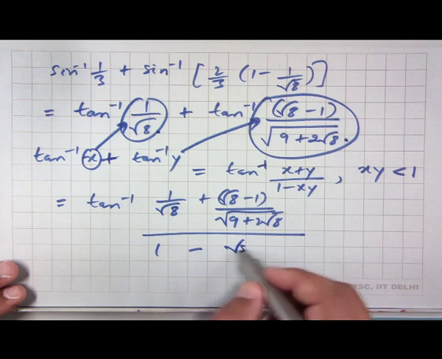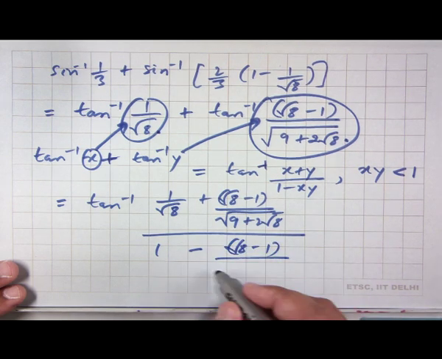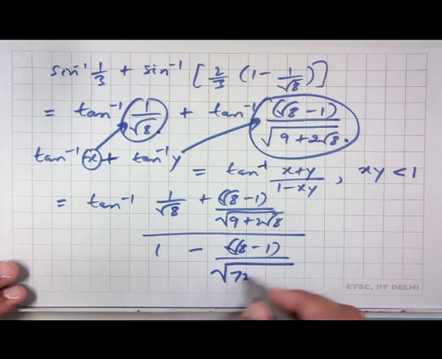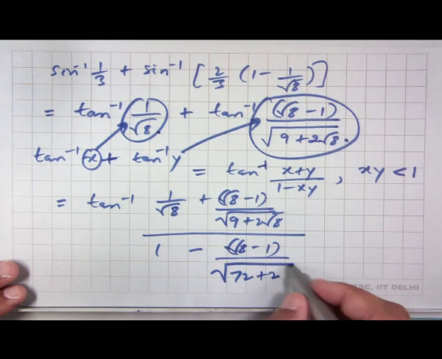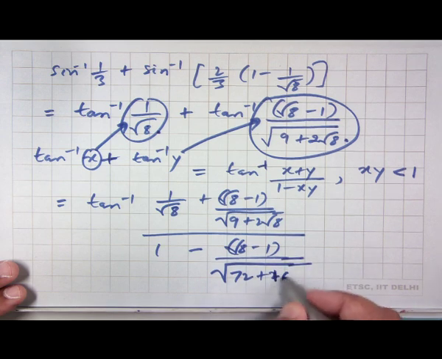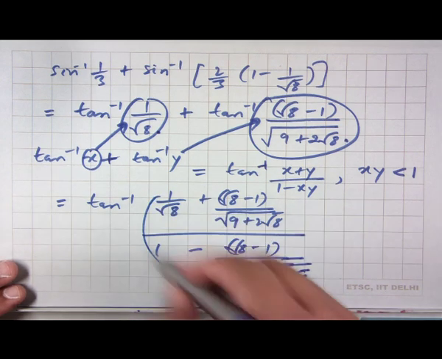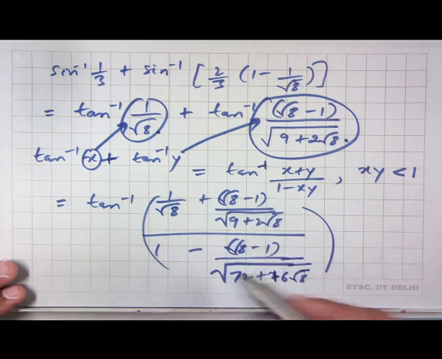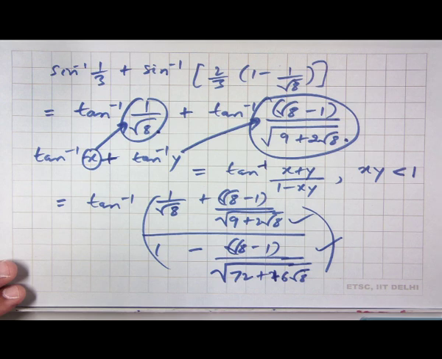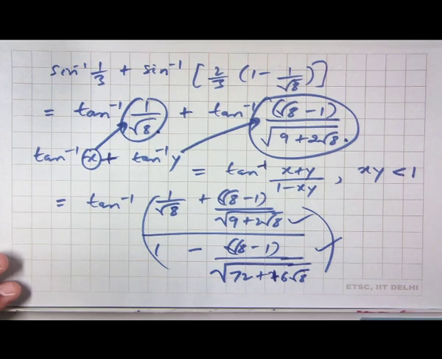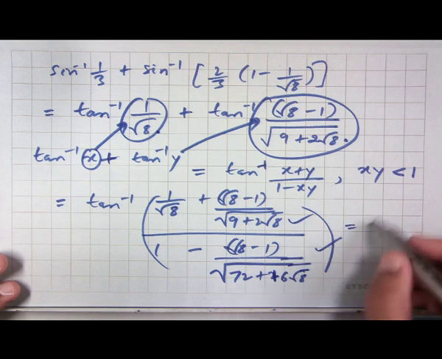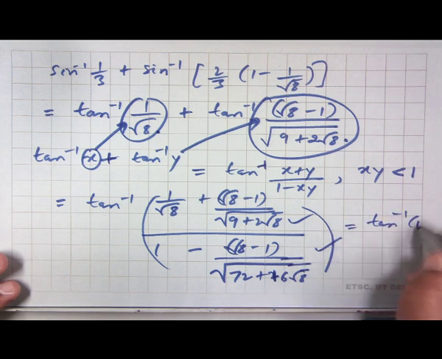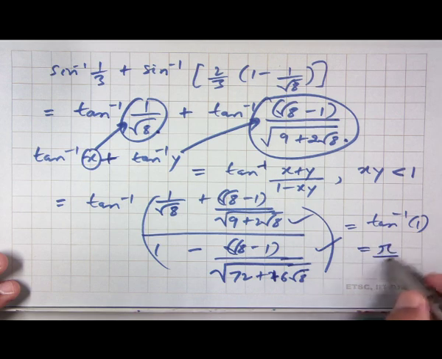So, it becomes minus root of 72 plus 2 times, so plus 16 times square root of 8. And this upon further simplification, whatever is inside here will be 1 actually. So, the numerator and denominator will be the same, and that is left as an easy exercise. So, this will become tan inverse of 1, which is equal to pi by 4.